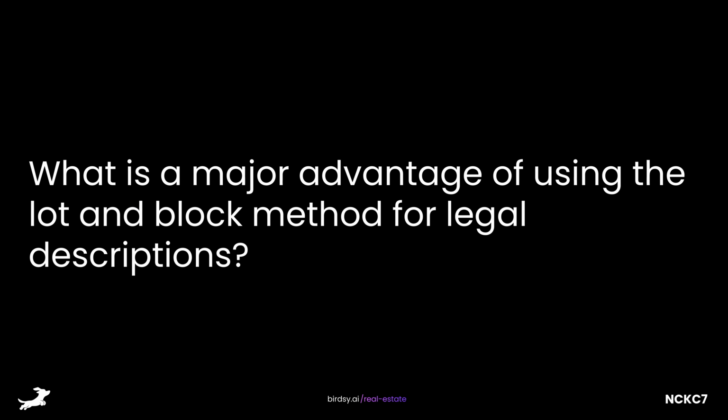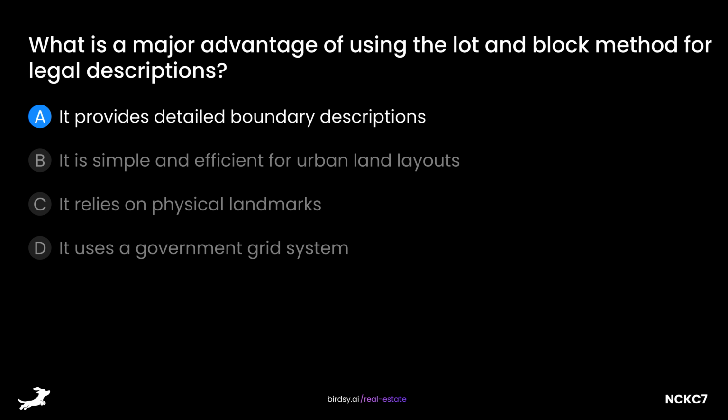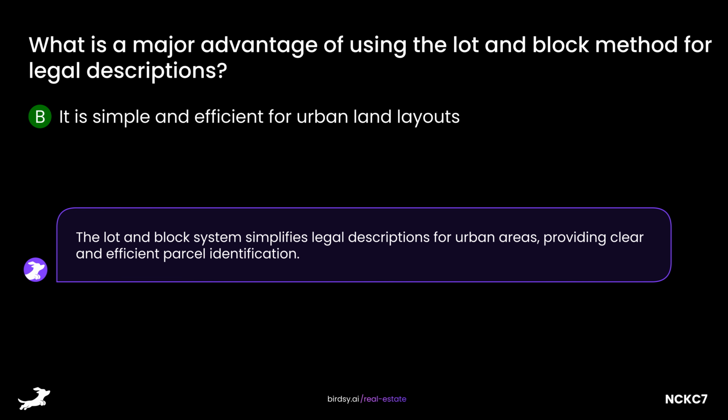What is a major advantage of using the lot and block method for legal descriptions? Is it A. It provides detailed boundary descriptions, B. It is simple and efficient for urban land layouts, C. It relies on physical landmarks, or D. It uses a government grid system? The answer is B. It is simple and efficient for urban land layouts. The lot and block system simplifies legal descriptions for urban areas, providing clear and efficient parcel identification.